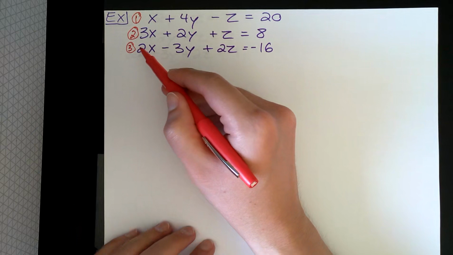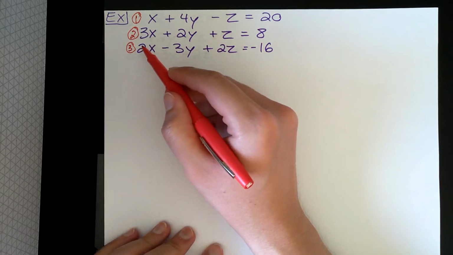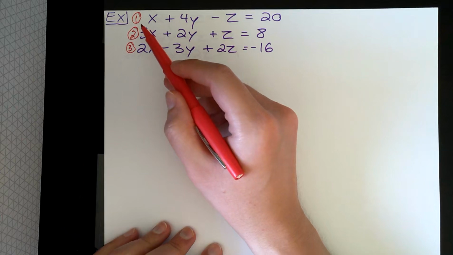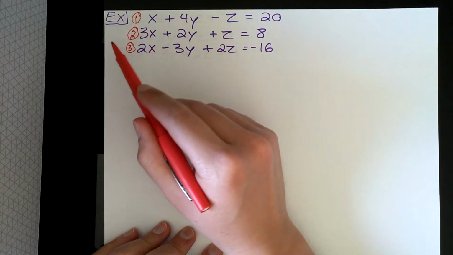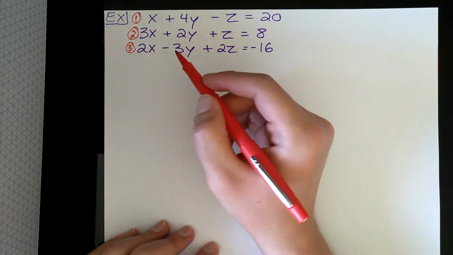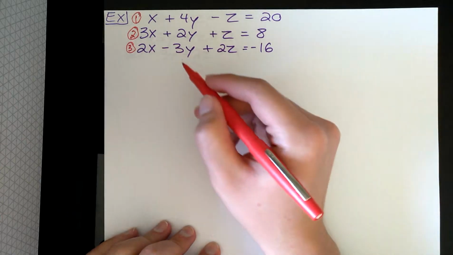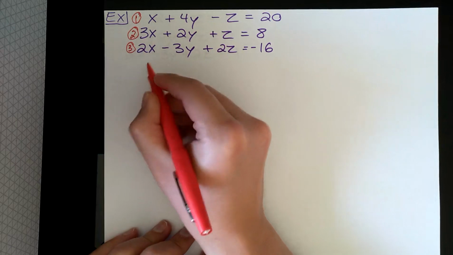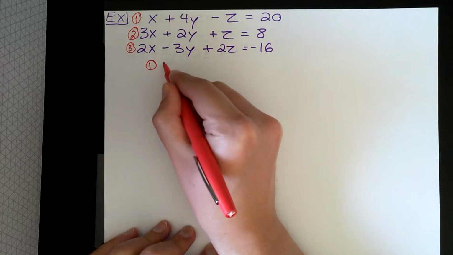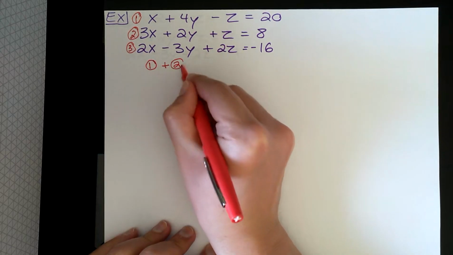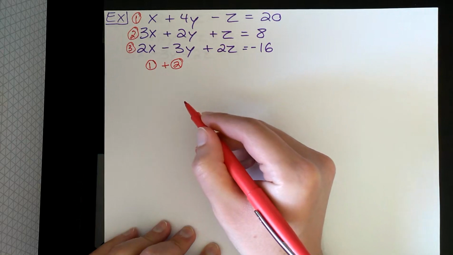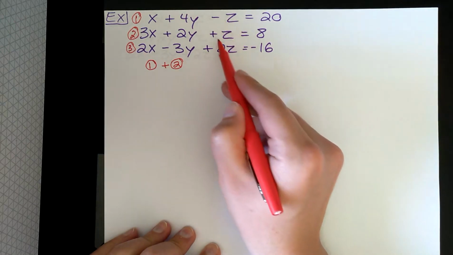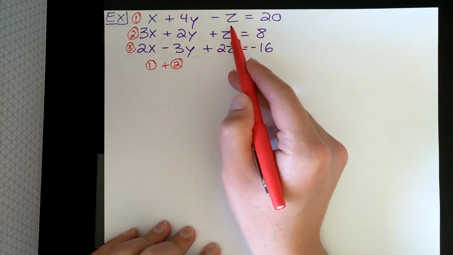This way, whenever we perform an operation on them, we can just say we're going to multiply 2 times equation 1, for instance. This way we don't have to write all that out every time. It's a way to show our work quickly. So for instance, in our first step, we're going to say equation 1 plus equation 2. We are adding these first two equations together to eliminate the z.